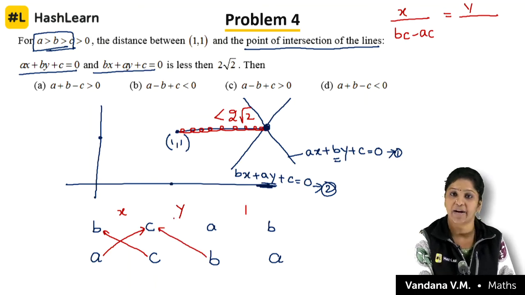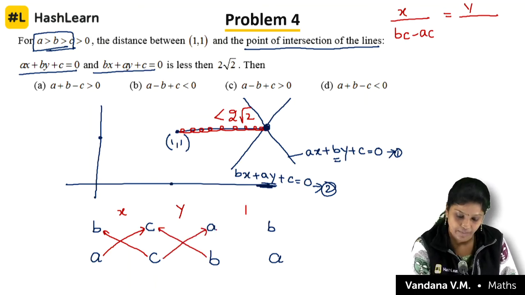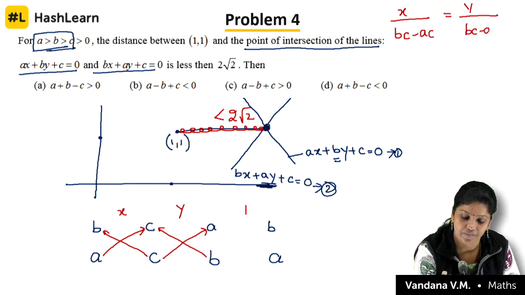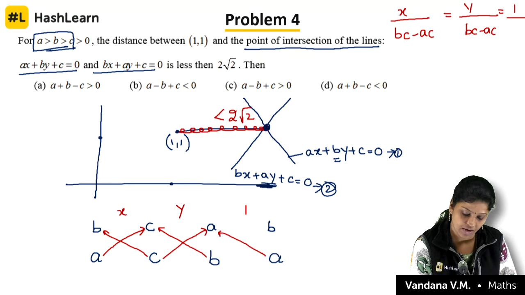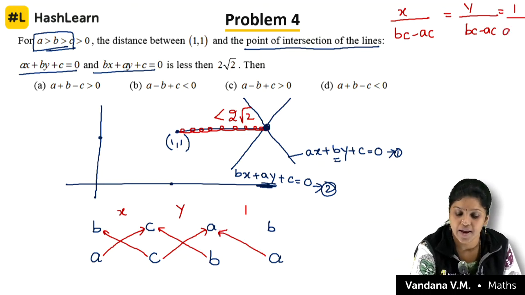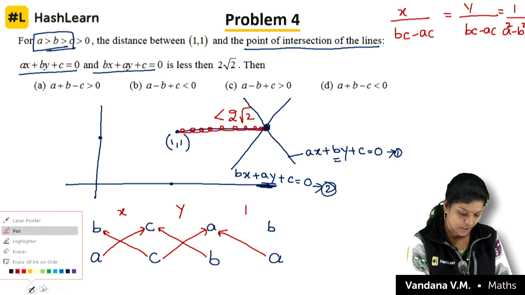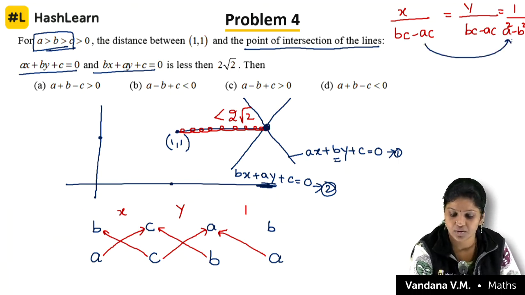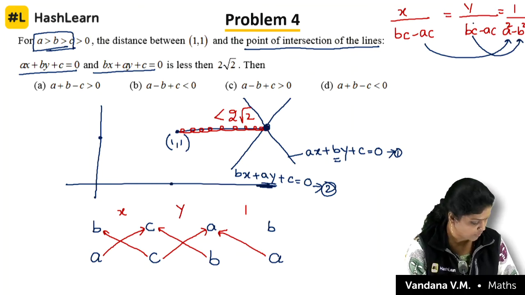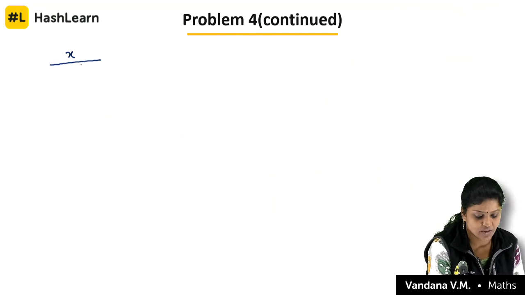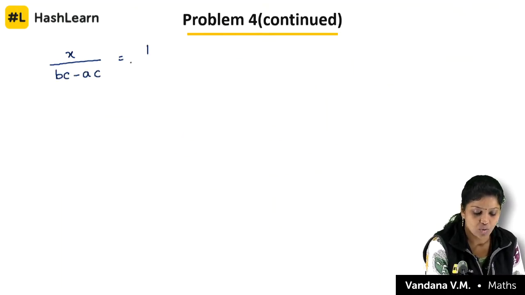First up, from right to up, and then this side. BC minus AC, same thing, is equal to 1 divided by the same thing here also. A into A is A square minus B square. Now just equate: this is equal to this is equal to this. So cross multiply, otherwise I will write once again. X by BC minus AC is equal to 1 divided by A square minus B square.